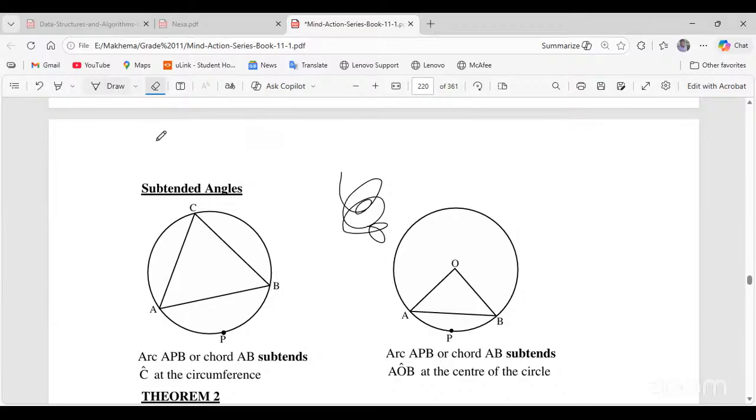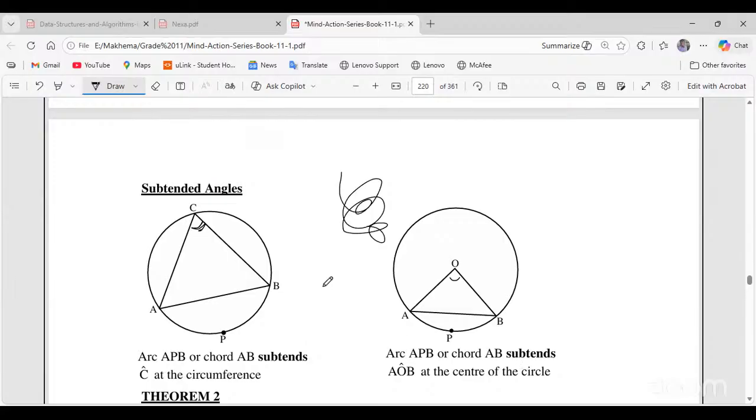I want my pen back so that I can be able to write. Okay, now it is back. So that arc subtends this angle and this chord subtends this angle. Now let's come here. Arc APB, or the chord AB, subtends angle AOB, which is this one at the center of the circle.